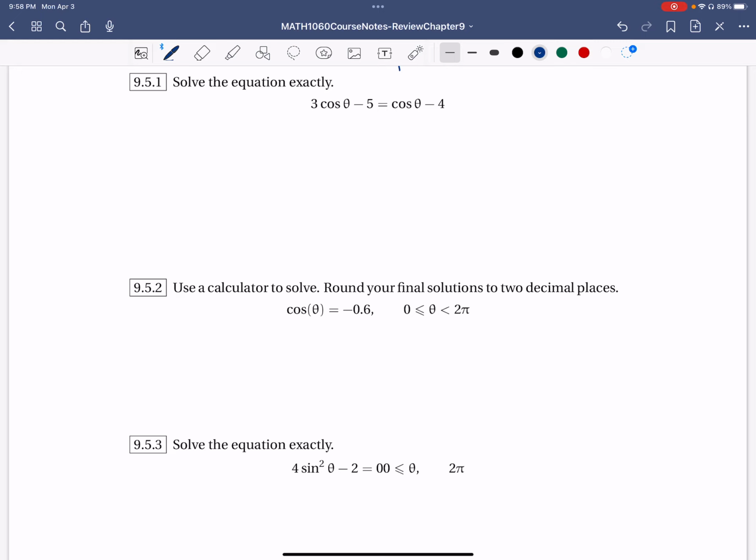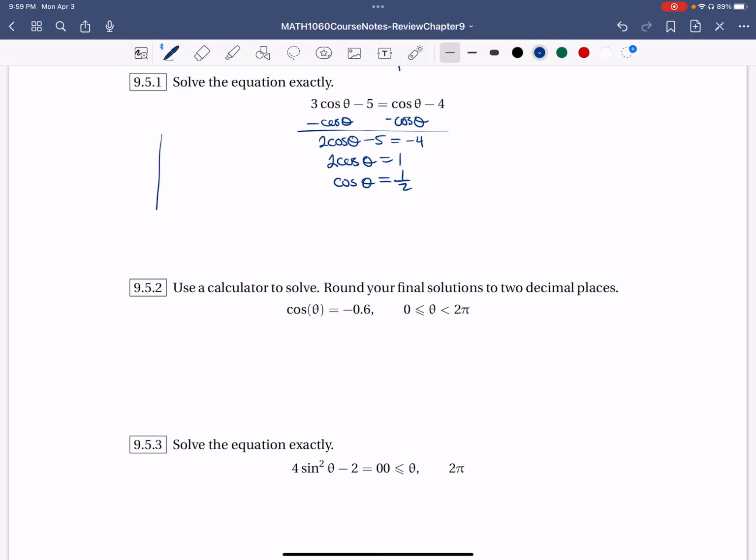So the first thing we should do is try to get cosine theta by itself on one side. So I'm going to subtract cosine of theta from both sides. That's going to give me 2 cosine of theta minus 5 is equal to negative 4. I'll add 5 to both sides and divide by 2. So I end up with cosine of theta equals 1/2.